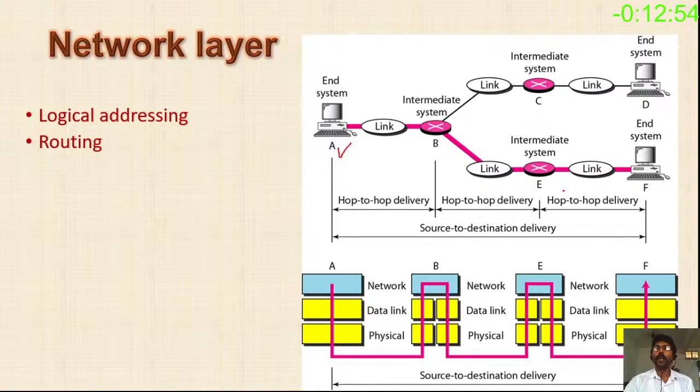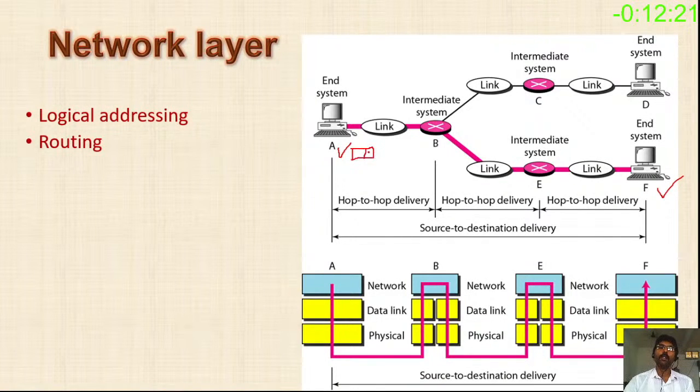From computer A to computer F. Now how will it actually be done by the network layer? Before explaining the network layer, first I will explain the data link layer, how the transfer is actually done. Now, if the message has to be transferred from A to F, the data link layer creates one data frame.